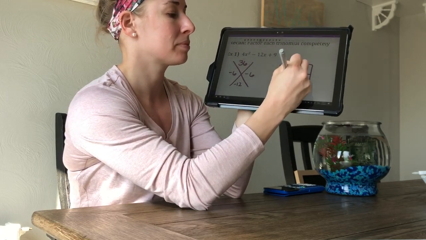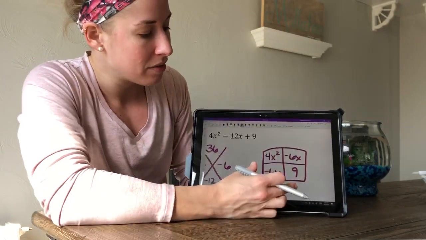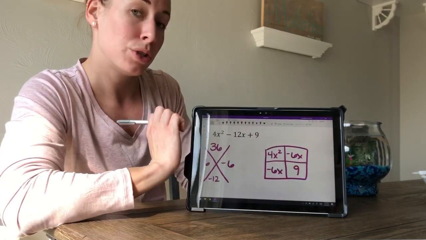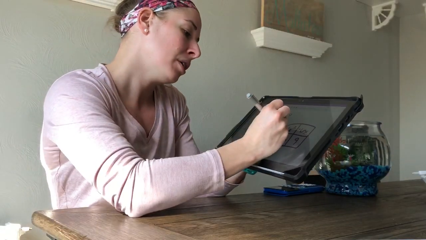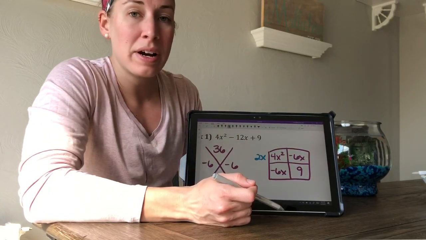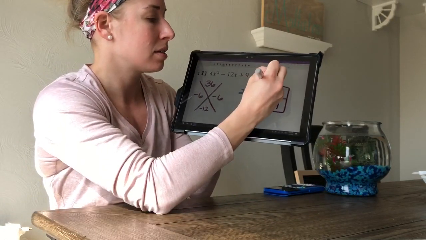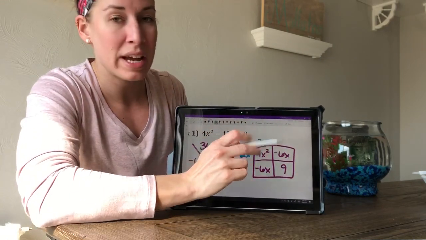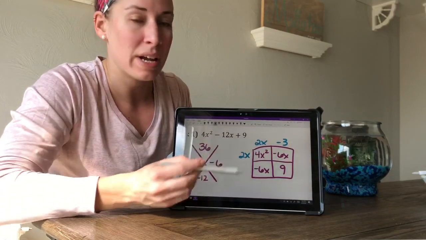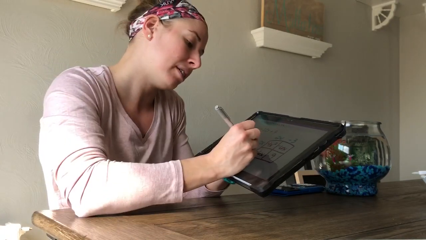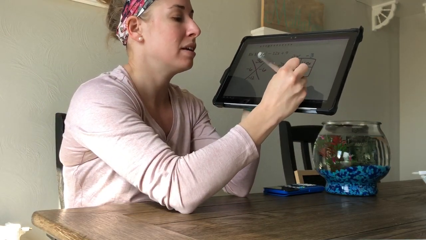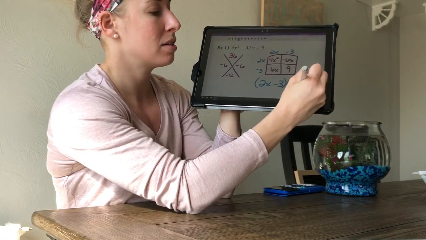Adding the variable. So then you should be asking yourself, what's the greatest common factor of 4x squared and negative 6x? Well, 2x, right? So 2x, and then working backwards, 2x times what gives you 4x squared? 2x. 2x times what gives you negative 6x? Negative 3. And 2x times what gives you negative 6x? Negative 3. So then your final answer is 2x minus 3 times 2x minus 3.